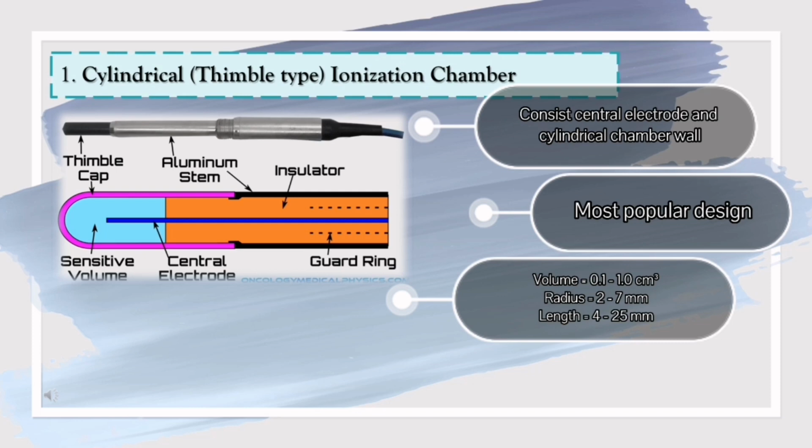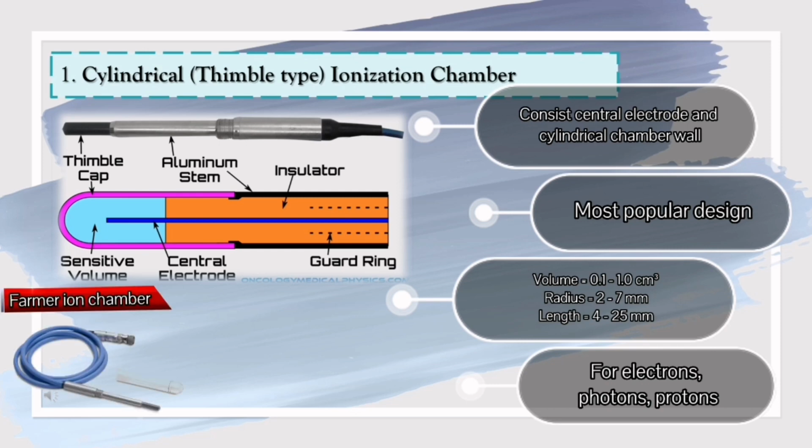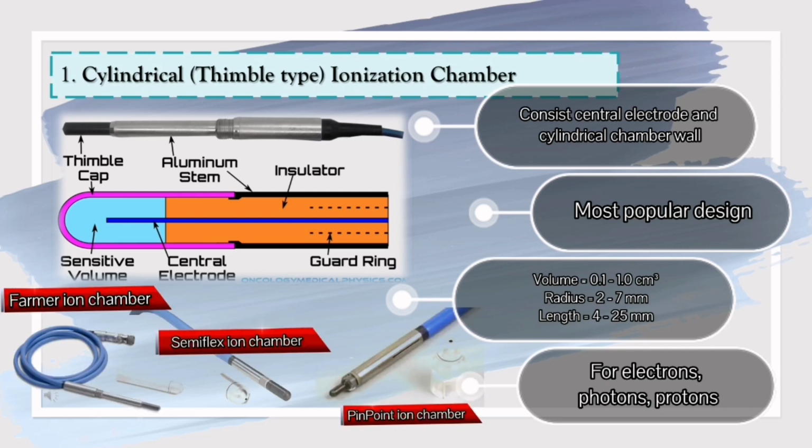The typical volume, radius, and length are as listed here. The thimble type ionization chamber is used for electrons, photons, protons, or ion beams and is recommended for beam calibration. There are three different types of cylindrical ionization chamber, including the Farmer ion chamber, semi-flex ion chamber, and pinpoint ion chamber.